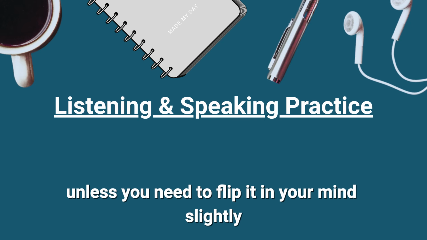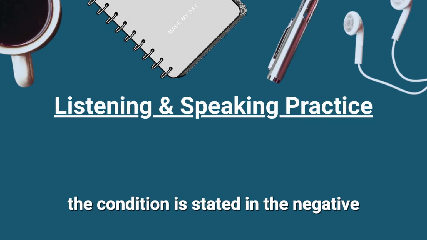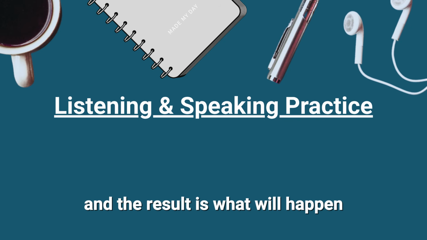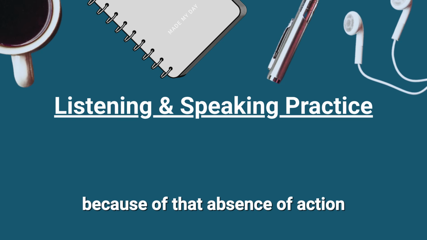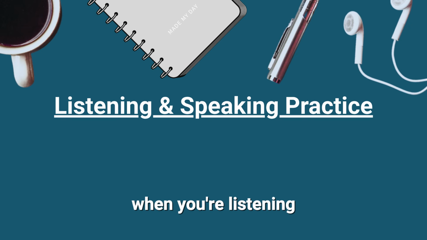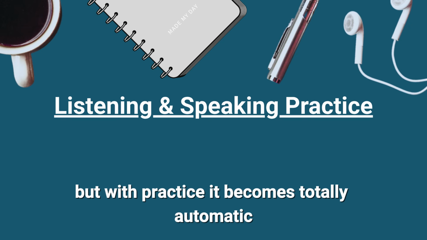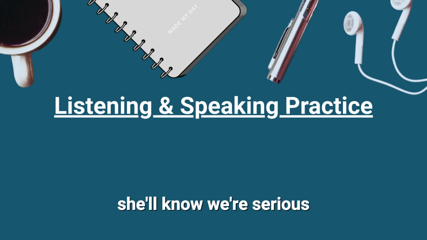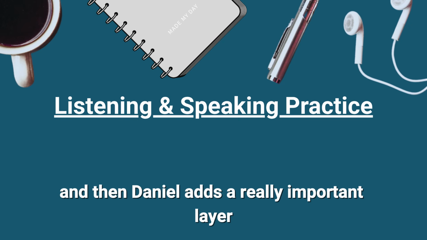When you hear unless, you need to flip it in your mind slightly. The condition is stated in the negative, and the result is what will happen because of that absence of action. It takes a tiny bit of mental switching when you're listening, but with practice, it becomes totally automatic. Then Mara suggests, if we both show up, she'll know we're serious. Simple, direct, real, conditional. And then Daniel adds a really important layer.